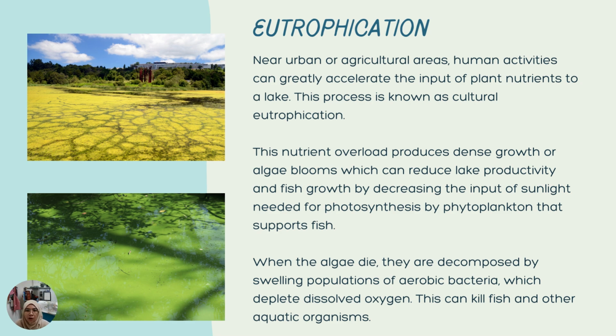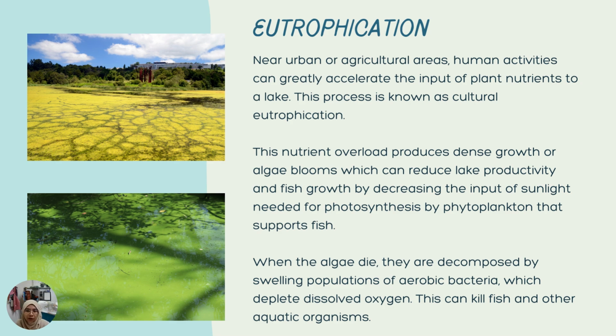Near urban or agricultural areas, human activities can greatly accelerate the input of plant nutrients to a lake. This process is known as cultural eutrophication, which involves mostly nitrate and phosphate containing effluents from various sources such as farmland, animal feedlots, mining sites, untreated municipal sewage, and many others.